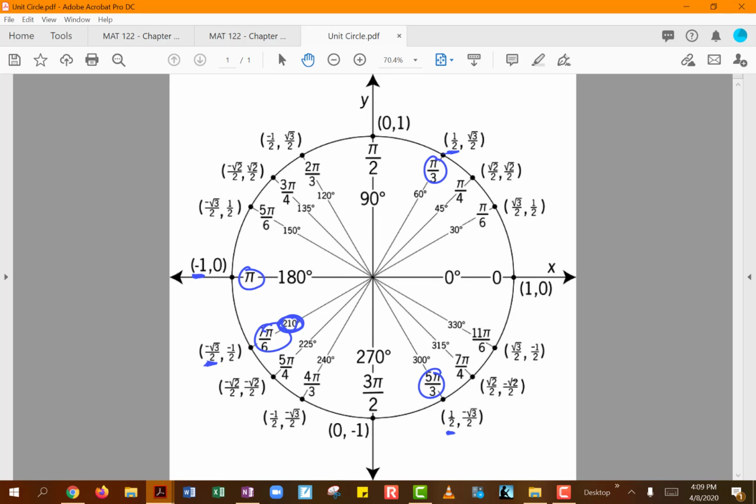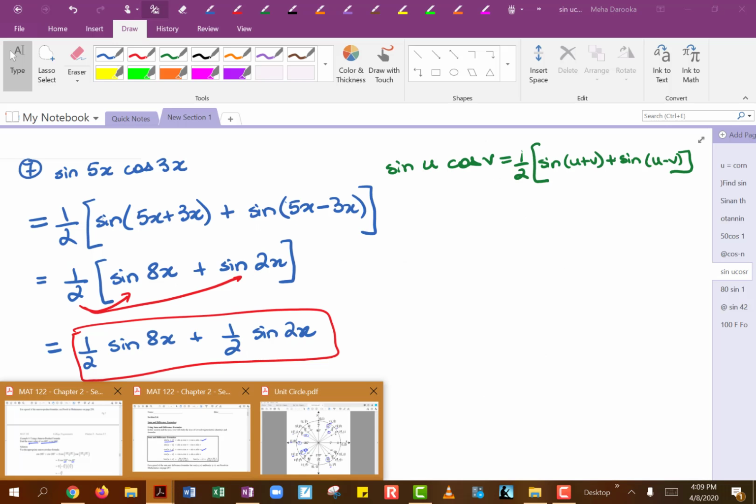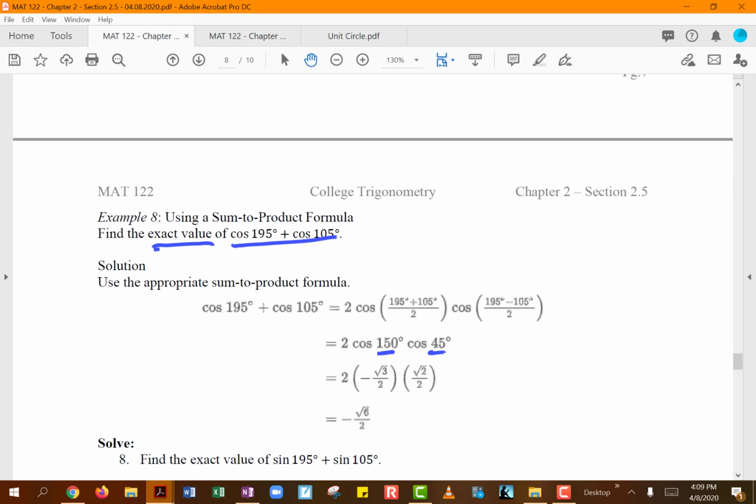So 150 is right here. Cosine of 150 is negative square root of 3 over 2. And cosine of 45 is of course square root of 2 over 2. So that's where they are coming up with these numbers from.